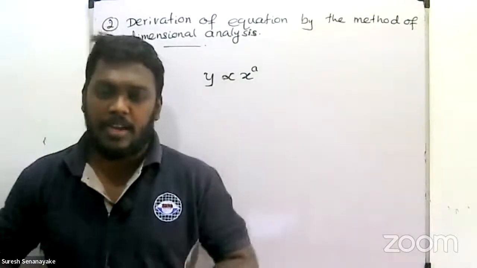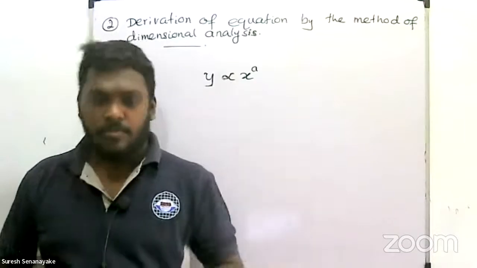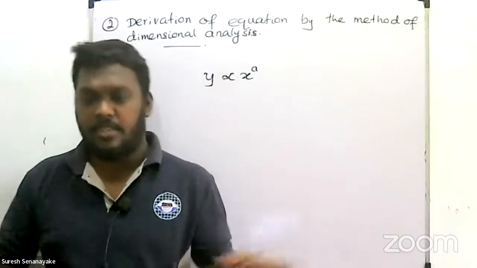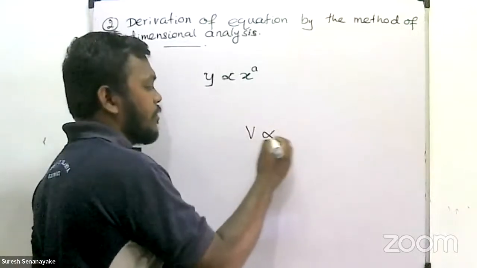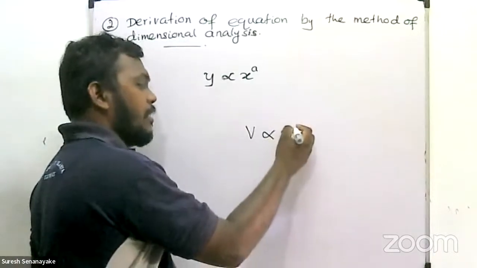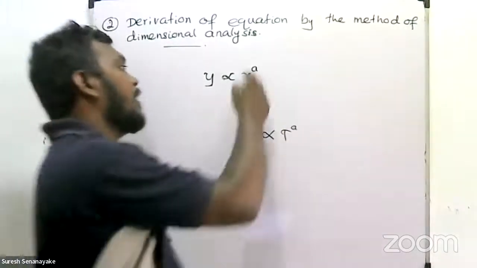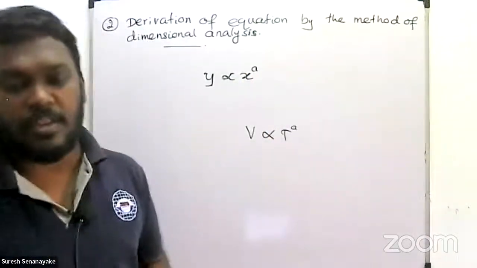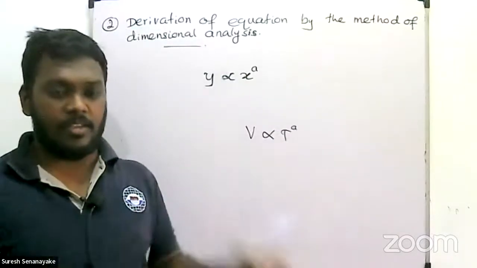Next statement you can write: the volume of a gas depends on the temperature. So then we can write volume proportional to some power of the temperature. We don't know that power. We can find these powers using dimensional analysis. That's the way we can relate this equation.